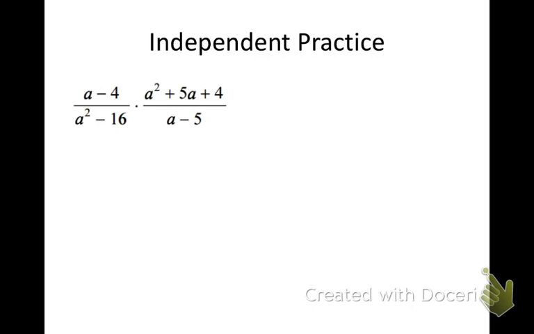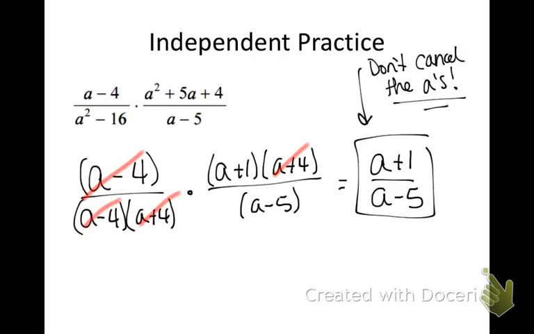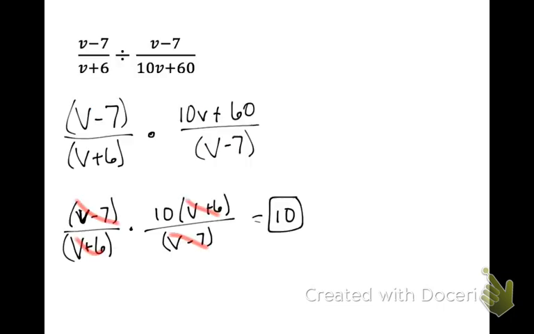Okay, pause your video and try the 2 independent practice problems that have you multiplying and dividing. Here's my answer for the first problem. And here's my answer for the second problem.